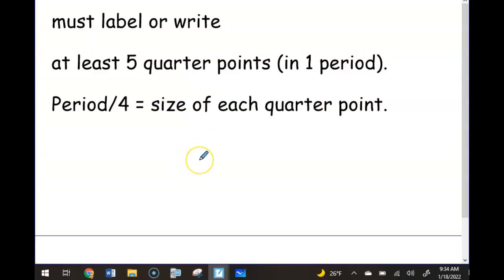When we do a graph for this class, you need to graph one period. You don't have to do 2 full periods for me, but you need to be able to write 5 ordered pairs, okay? And to find those, what are called quarter points, you would take the period and divide it by 4, and that's what you're going to count by.